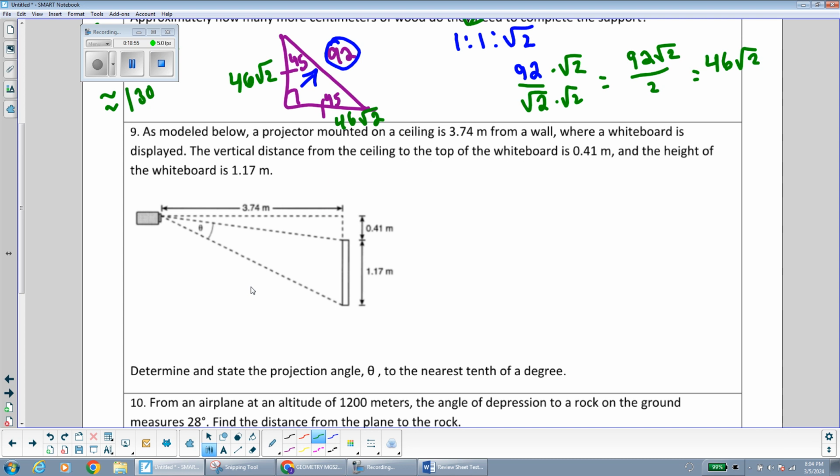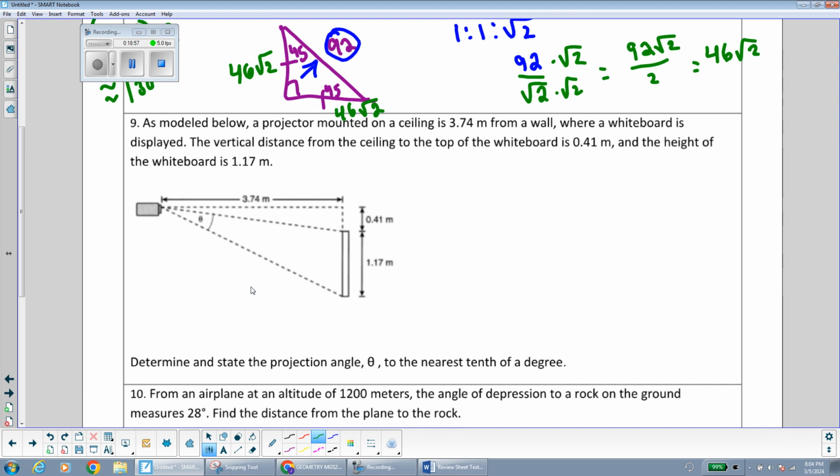Moving down here to number 9. As modeled below, a projector mounted on a ceiling is 3.74 meters from a wall where a whiteboard is displayed. The vertical distance from the ceiling to the top of the whiteboard is 0.41 of a meter, and the height of the whiteboard is 1.17 meters. Determine and state the projection angle theta to the nearest tenth of a degree.